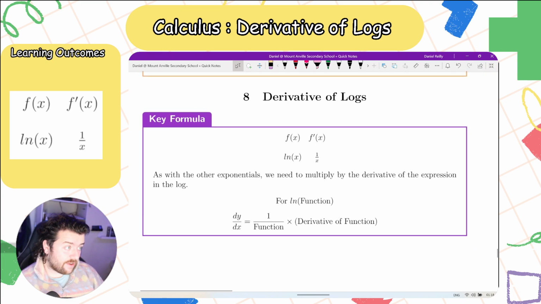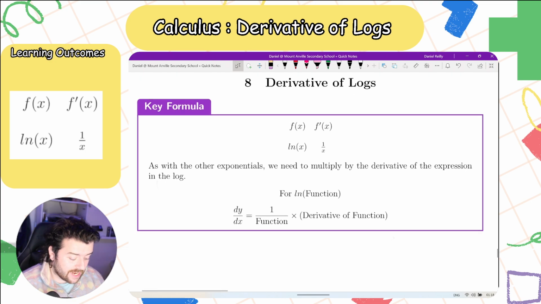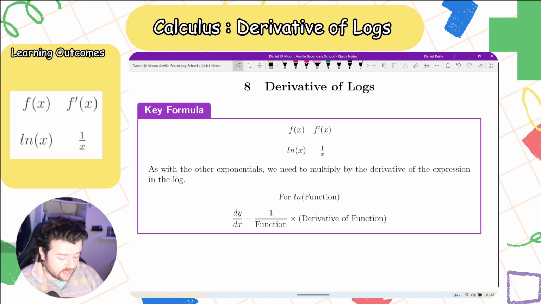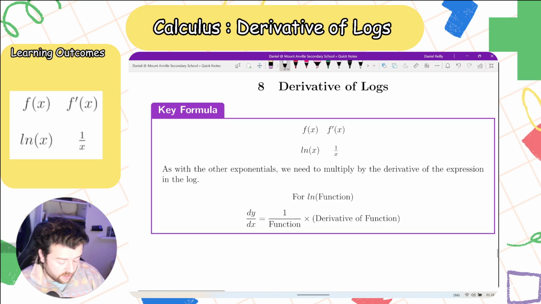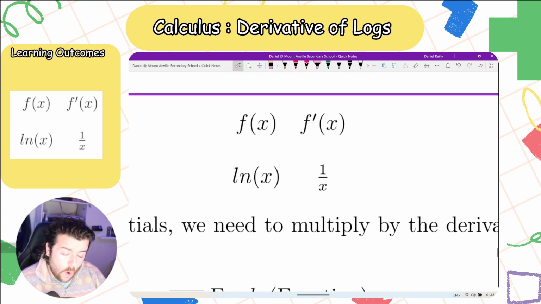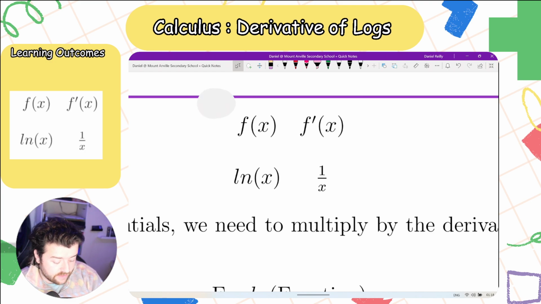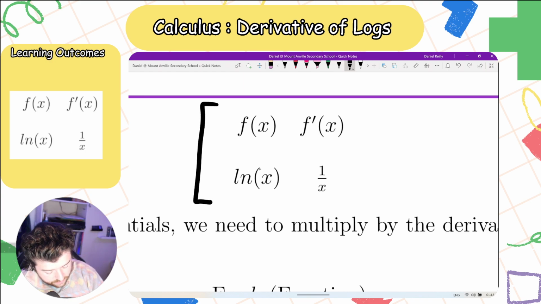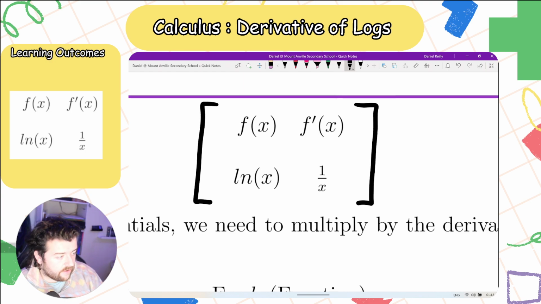In our final video on differentiation, we are looking at the derivative of logs. Again, these are in your log tables. In Leaving Cert we only ever need to differentiate the natural log. So there it is: the derivative of ln x is 1 over x.